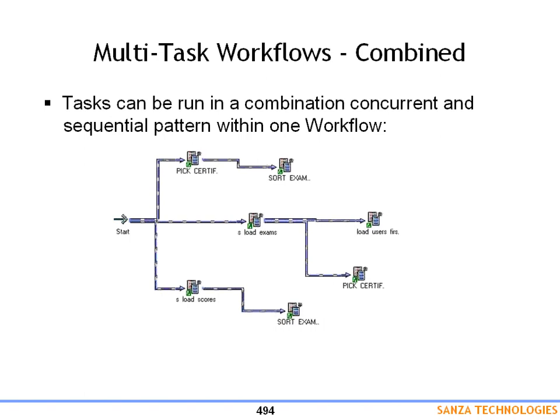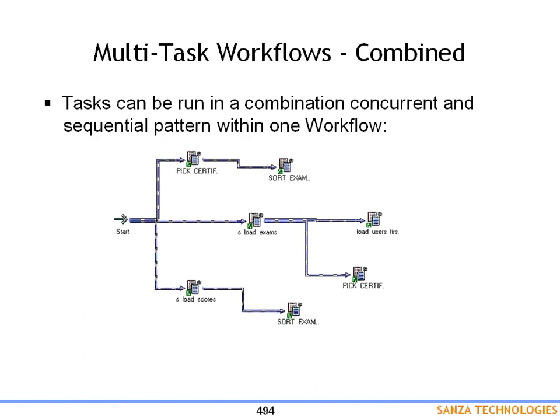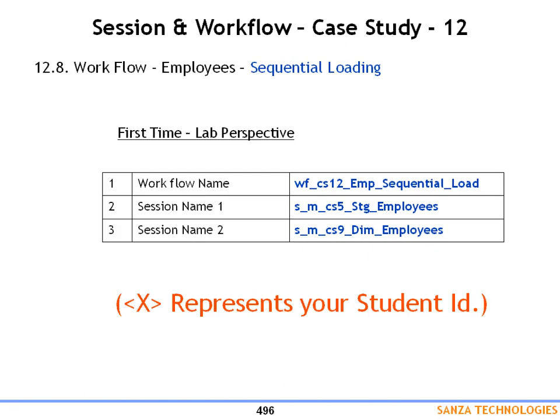Or you execute some sequentially and some in parallel, a combination of concurrent and sequential patterns within a workflow. You can have that in your projects. So a workflow can contain multiple tasks. Some can be sequential, some parallel, or all parallel, or all sequential. It's up to the requirement. We will decide it. But in this case, we need to execute one after another.